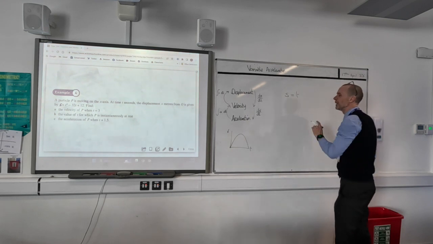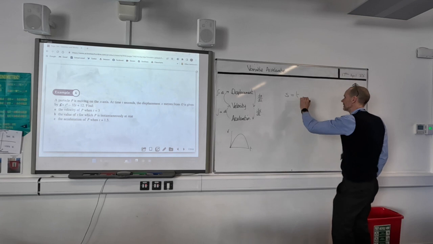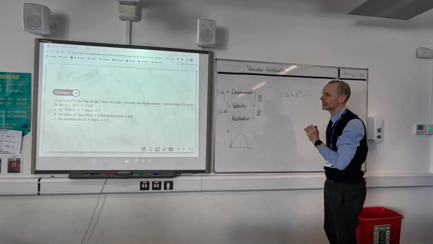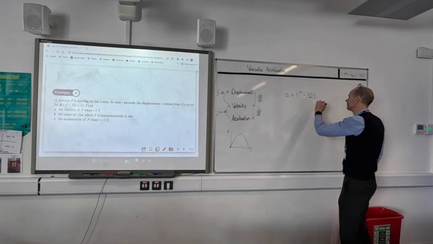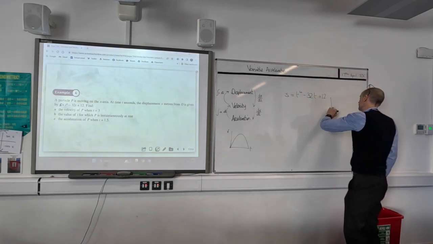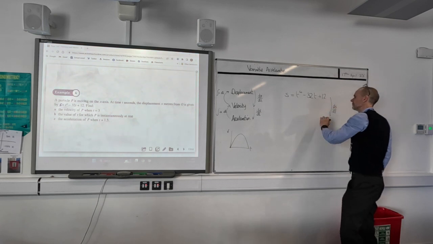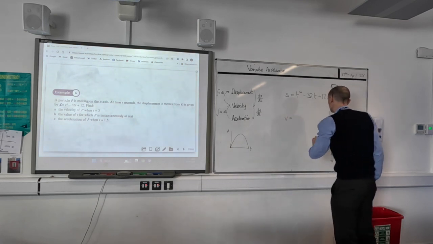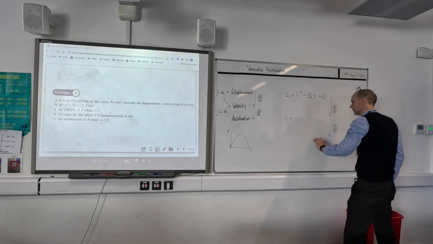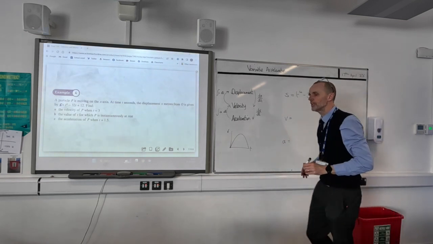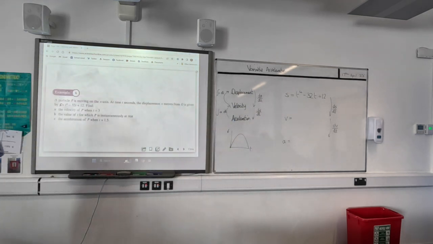So it's not ds by dx, because t is the variable, it's ds by dt. So when we are differentiating, we're multiplying by the power, reducing the power by 1. So having differentiated and then differentiated again, we should be able to answer the rest of the question. Have a go.